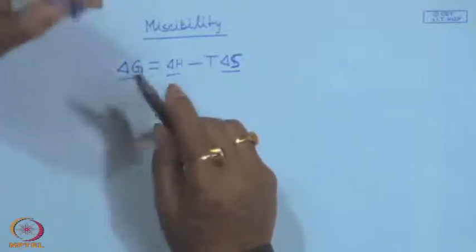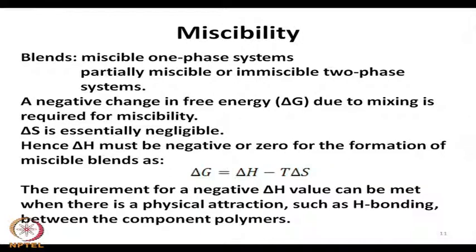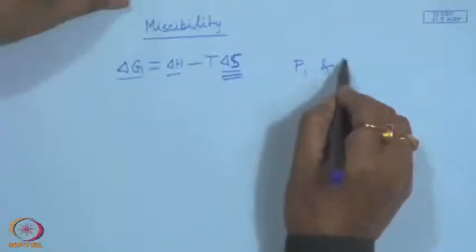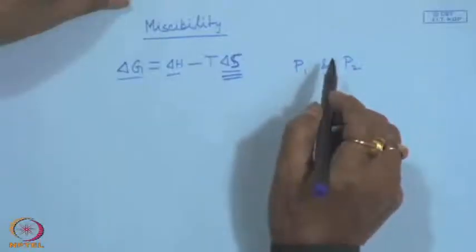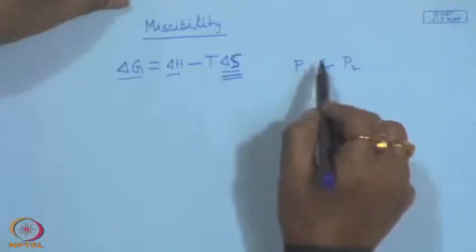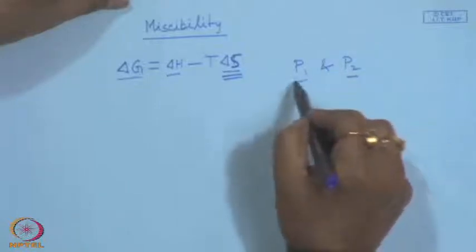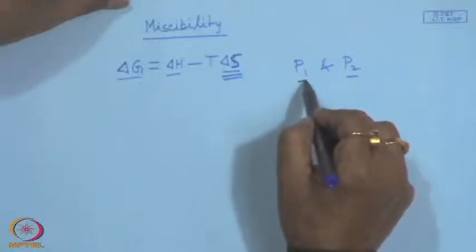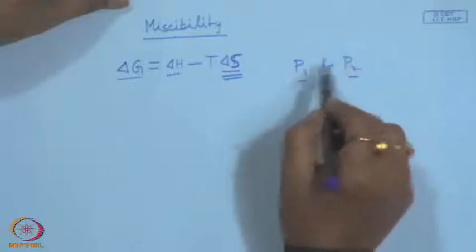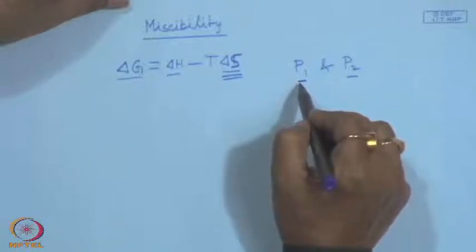Now, here delta S is essentially negligible. Why? Because the component polymers, P1 and P2, have very high molecular weight. Now, if we compare the miscible solution of P2 within P1, say P2 may be the solute and P1 the solvent, in this system both the components P2 and P1 are of very high molecular weight.